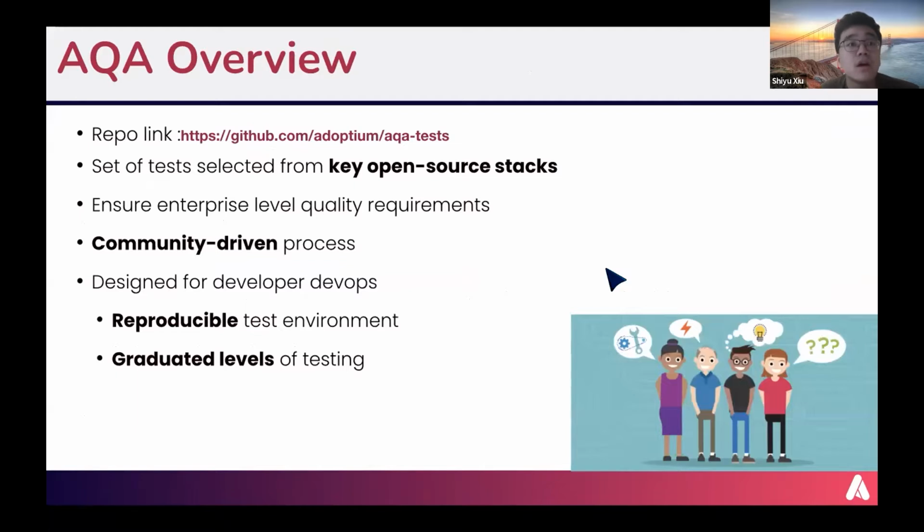Let me give you an overview of AQAvit. It is a set of tests selected from key open source stacks. It ensures enterprise-level quality requirements. It is also a community-driven process. It is designed for developers and DevOps, including reproducible test environments and graduated levels of testing.